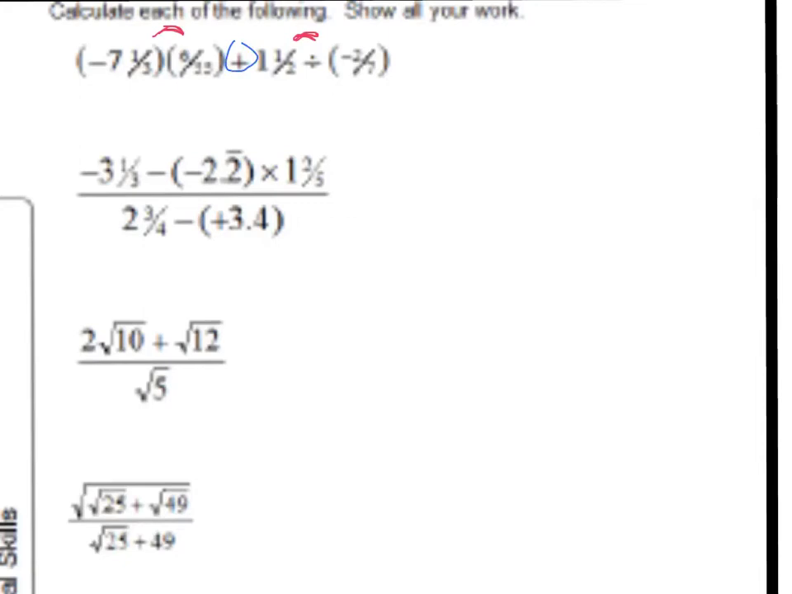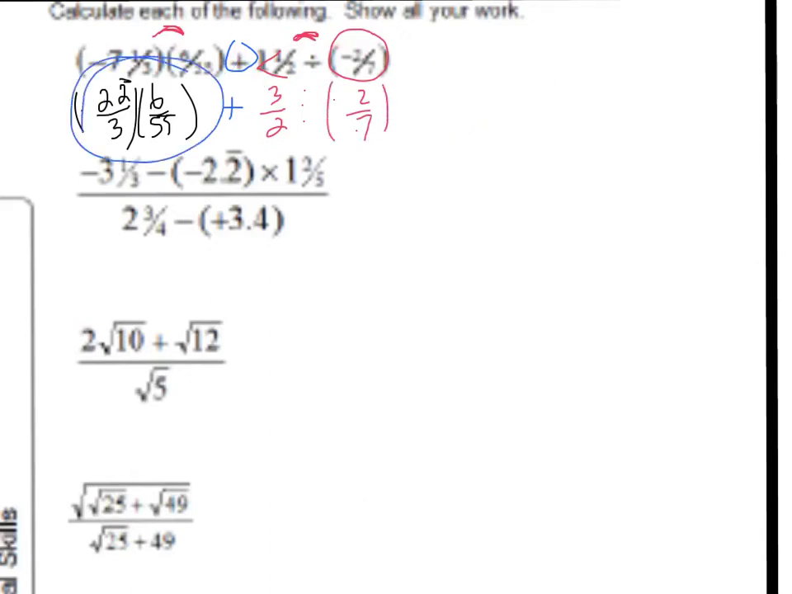Okay, so let's convert this fraction. We go 3 times 7 plus 1, which is 22 over 3, a negative. We're going to multiply that by 6 over 55. Whatever I get from an answer there, I'm going to add that to plus 3 over 2 divided by, I might as well take this guy, minus 2 over 7. Okay? So there's all my fractions so far, so let's just do a little bit first. Let's do this part first.